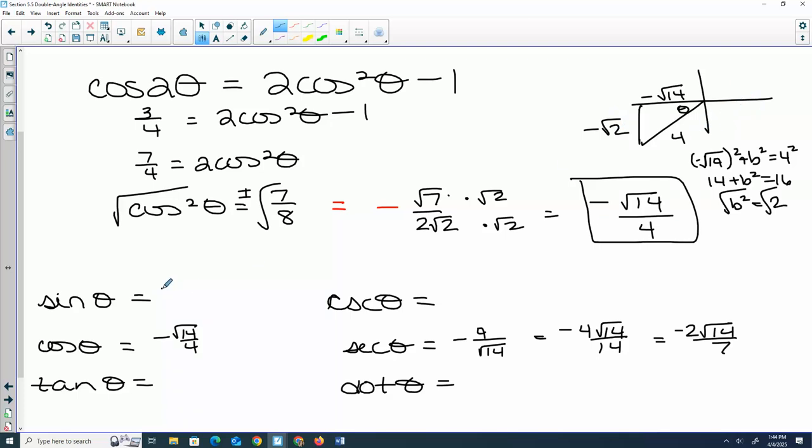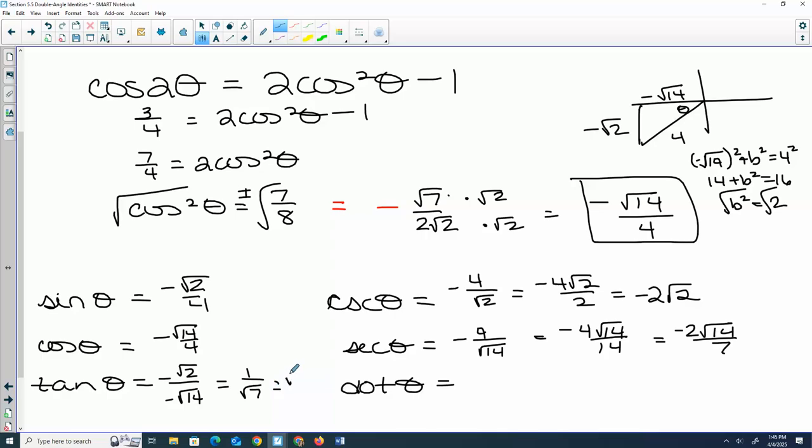Sine is opposite over hypotenuse, so negative radical 2 over 4. Cosecant, you flip it. Get the radical 2 off the bottom. Tangent, opposite over adjacent. Since they're both under a radical, we could reduce. That's 1 over the square root of 7, or radical 7 over 7. And then cotangent is just the reciprocal, so radical 7.